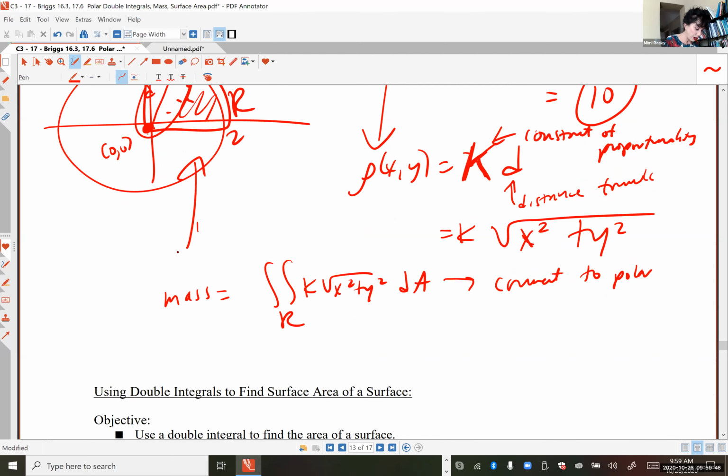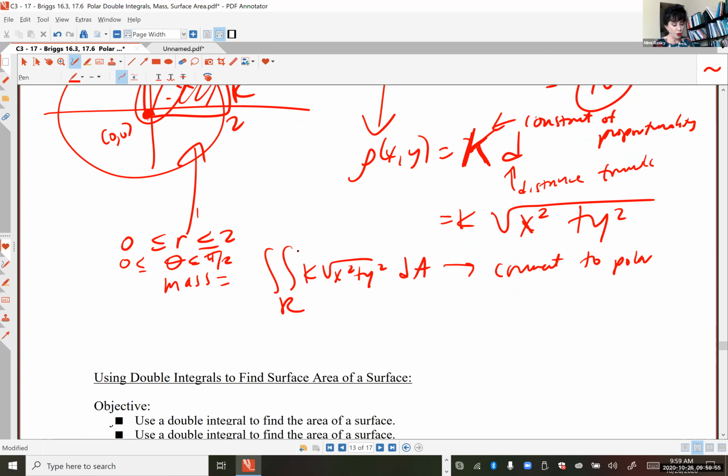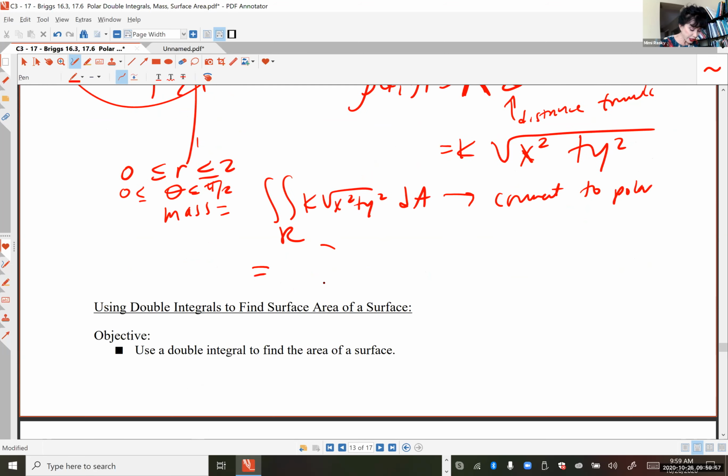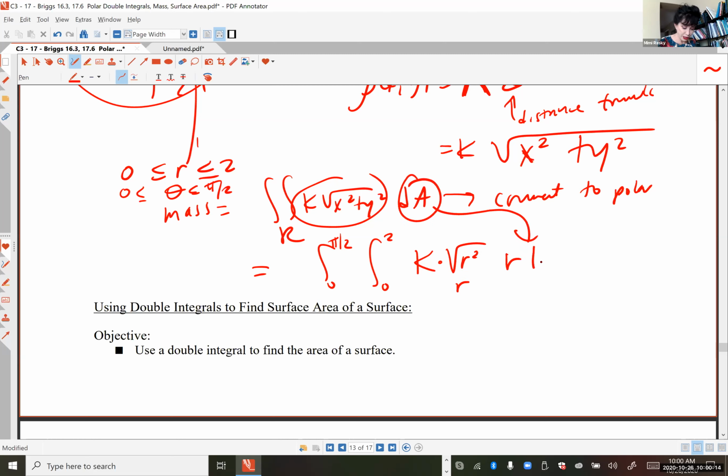here's your region R. r is going from 0 to 2. That's the radius. And then the limits for theta are 0 to pi halves because it's just the first quadrant. So you're going to go 0 to pi halves, 0 to 2. And then this density function is converted to polar. k times the square root of x squared plus y squared is the square root of r squared, which is just r. And then the area element, be a pirate, r dr d theta.